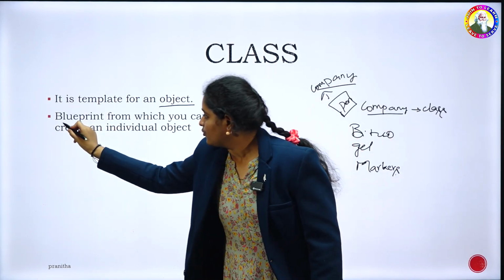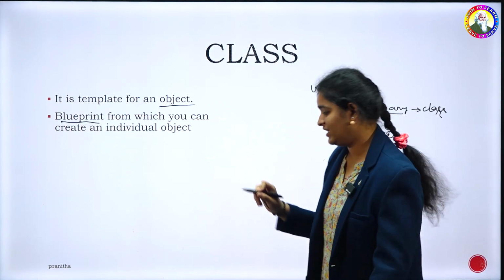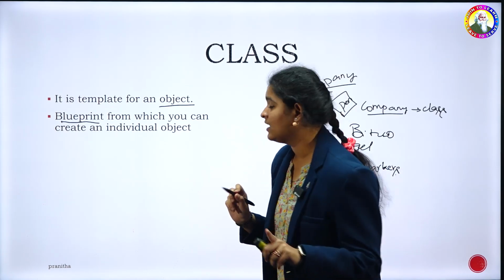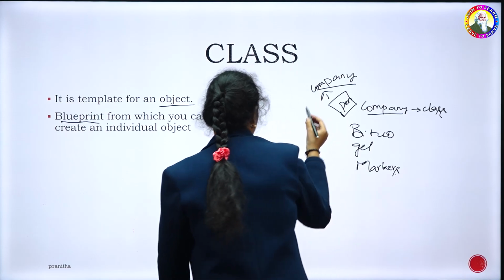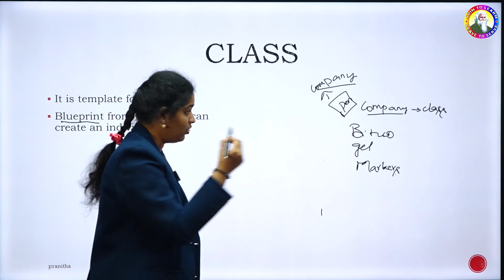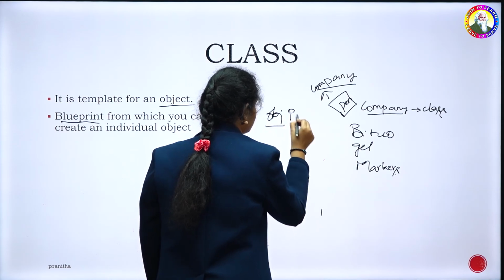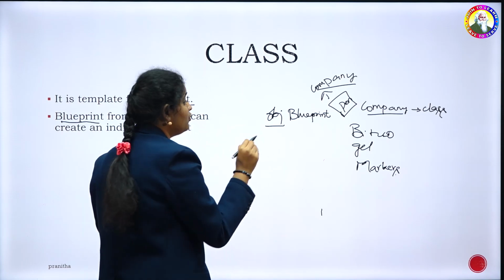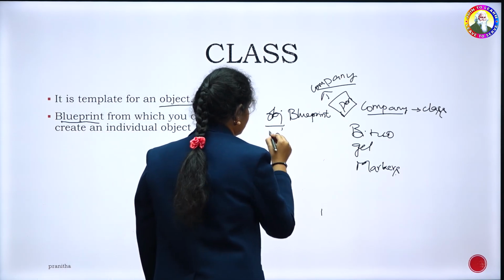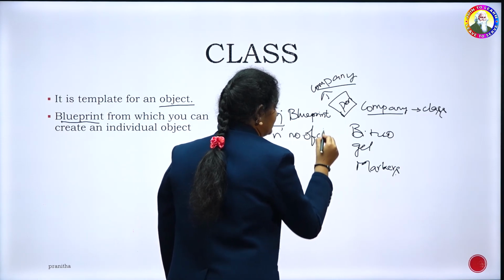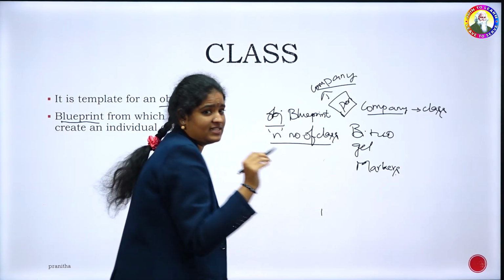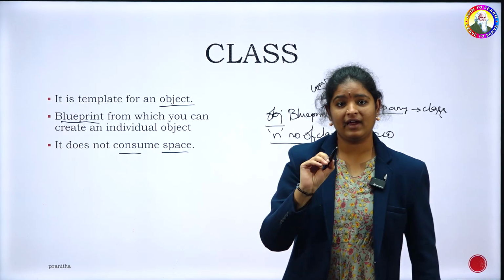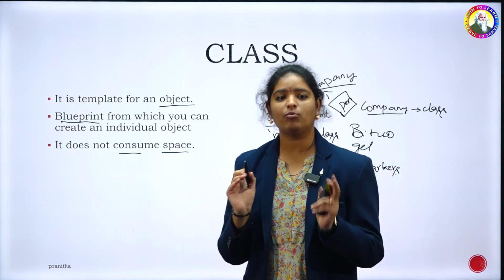Next, blueprint. Any school or college will have a blueprint, and with that blueprint we can create n number of objects. In the same way, in Java code, if you take a blueprint of any object, you can create n number of classes, and with those you can get the same output and it can be reusable. The next point is that it doesn't consume space. As we are creating just a class but not an object, there will be no memory space for it.